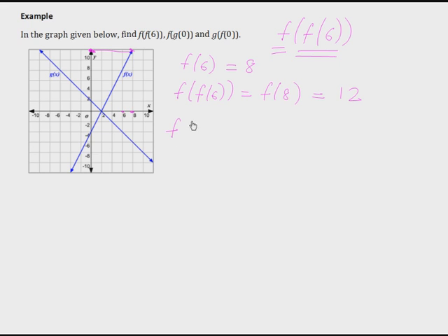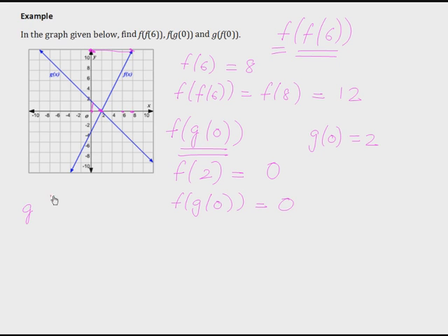What about f of g of 0? So my first function is g of 0. So I go to 0 on the x-axis, head up to g, that's 2. So g of 0 is 2. And I need to find f of 2. I head up to 2 on the x-axis, and then I have to go to the function f. But I'm already at the function f because the function f passes through this point and the y coordinate is 0. So f of g of 0 turns out to be 0.